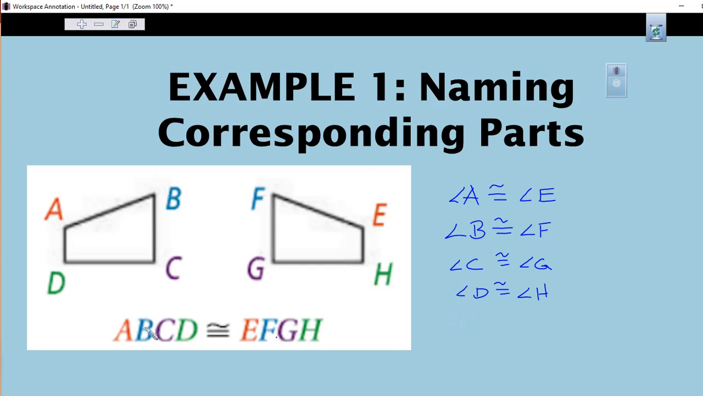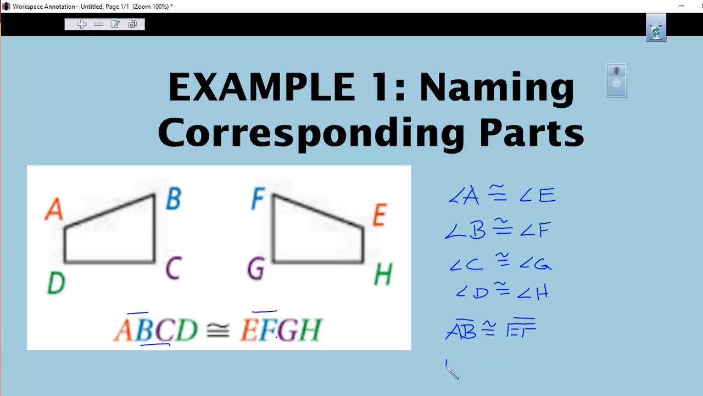So let's take a look at this congruency statement and make our congruent segments. So AB is the first 2. It's going to match up with the first 2 here, which is EF. So AB is congruent to EF.